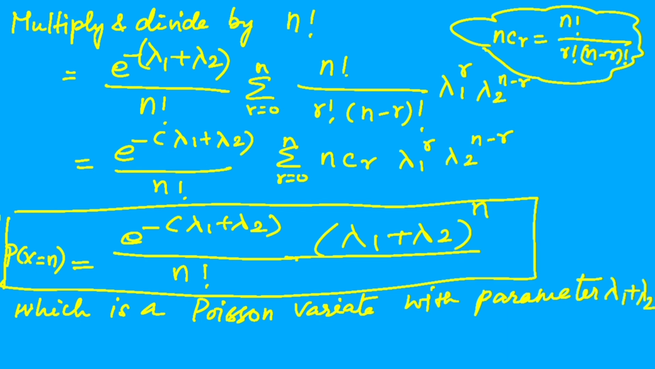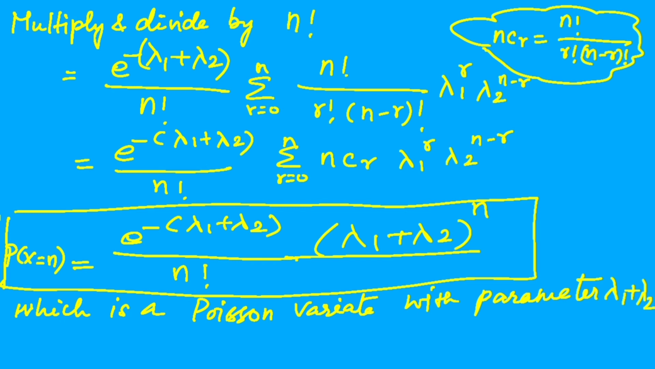But the missing one is n factorial. That's why we multiply and divide by n factorial. The dividing n factorial is kept outside, and the multiplication of n factorial is taken into the summation, so that in a neat form we get n factorial by r factorial into n minus r factorial as nCr. We can write the equivalent term, and the balance lambda1 power r, lambda2 power n minus r.